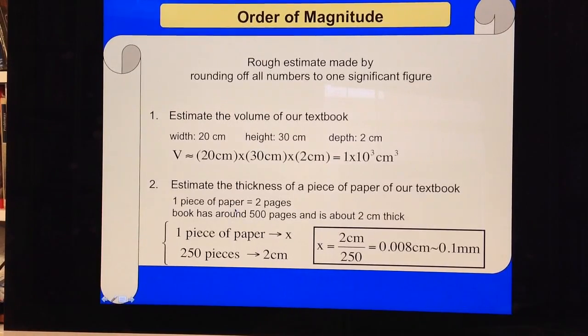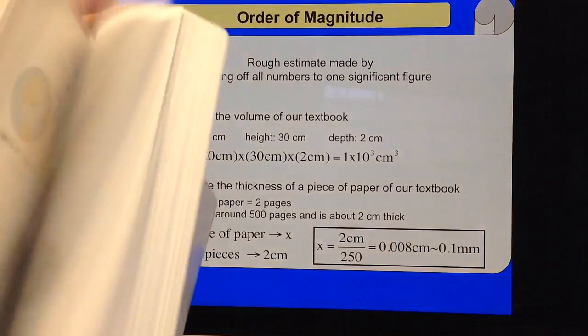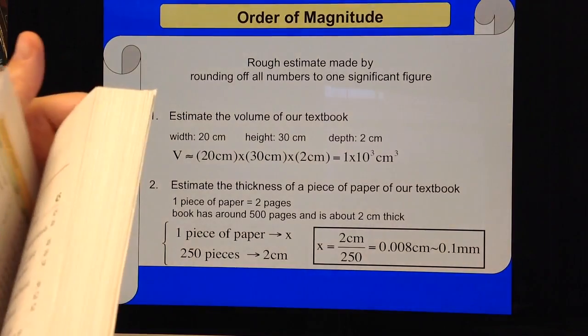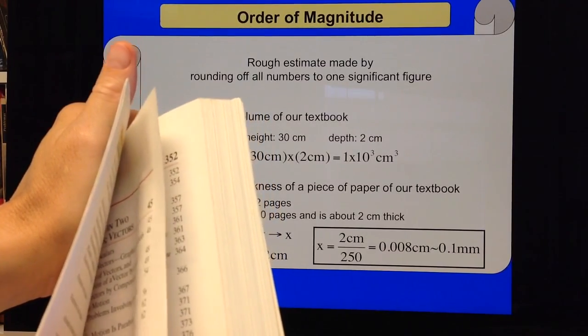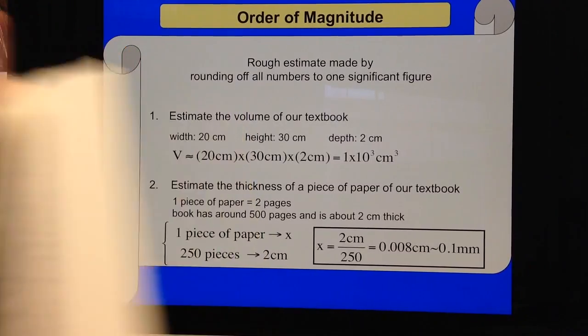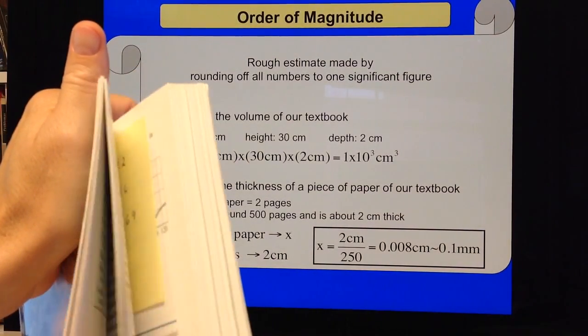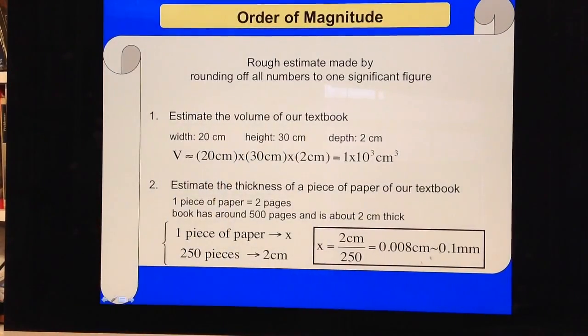So repeating the story of the thickness of a piece of paper in the textbook. I knew how thick the book was, right? I knew how many pages the book has approximately. Now I have to be careful because in each piece of paper we have 2 pages, and I want to know what is the thickness of a single piece of paper. So 500 pages means 250 pieces of paper, and so 250 pieces is 2 centimeters. I wanted to find out the thickness of a single piece of paper, and that's approximately 2 divided by 250, which is approximately 0.01 centimeters, which is then approximately 0.1 millimeters.